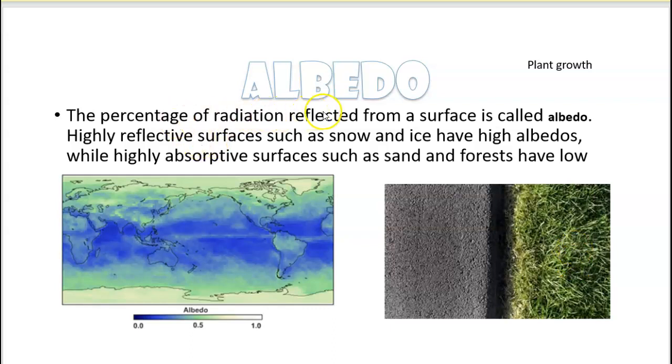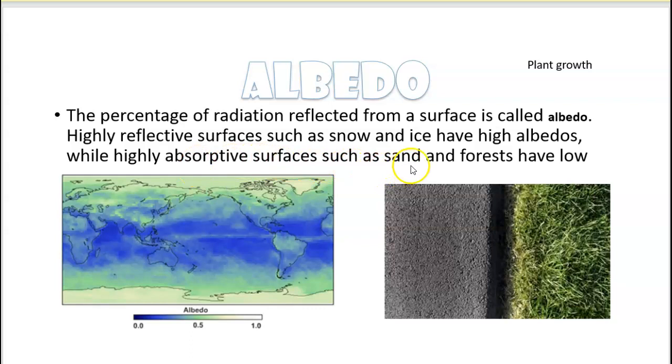So the percentage of radiation reflected from a surface is called albedo. Highly reflective surfaces such as snow and ice have high albedos. That's why on our scale down here, from a scale of 0 to 1, 1 being the highest albedo, we see the North and the South Pole have the highest albedos. They have the most snow, so they're going to be reflecting the most light away.